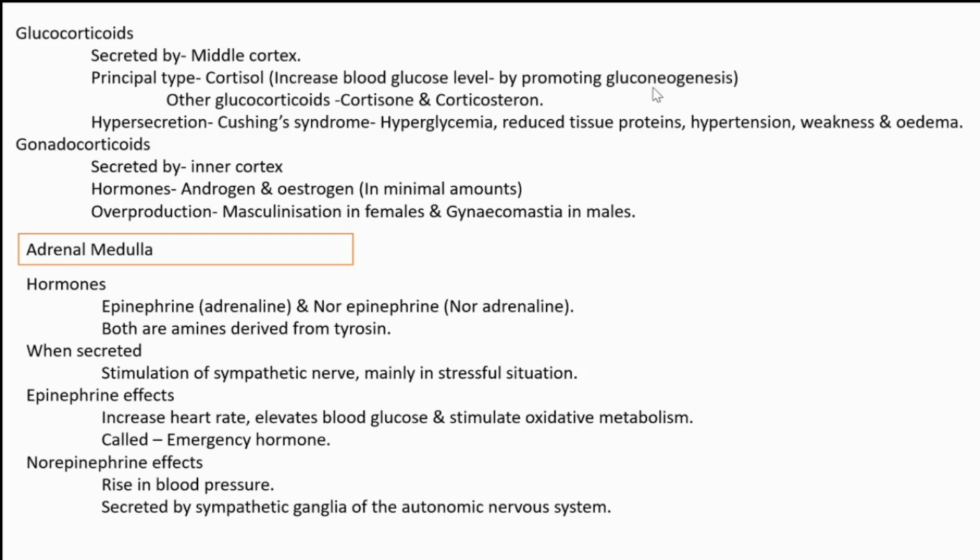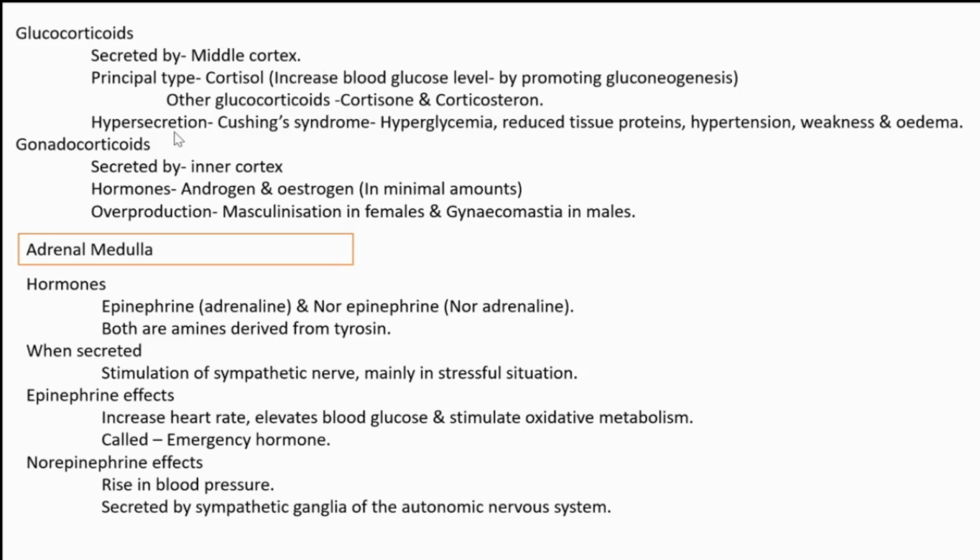What is gluconeogenesis? It is the synthesis of glucose from non-carbohydrate substances. Glucocorticoids increase the blood glucose level by promoting gluconeogenesis. Gluconeogenesis means synthesis of glucose from non-carbohydrate sources. Which are non-carbohydrate sources? Like proteins and fats. Next, other glucocorticoids are also present. They are cortisone and corticosterone.